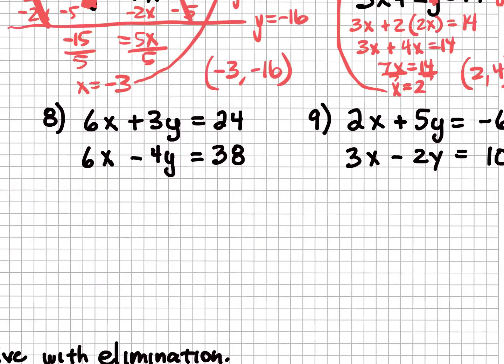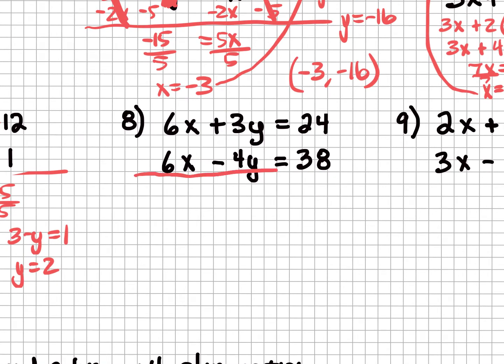Okay, in this one, everything's ready to go. We just need to make the bottom one negative so that the positive 6 on top fights against the negative on the bottom. So everything on the bottom is going to be multiplied by negative 1. So this 6x turns to negative 6x, 4y turns to positive 4y, 38 turns to negative 38. And now positive 6x and negative 6x cancel each other out.